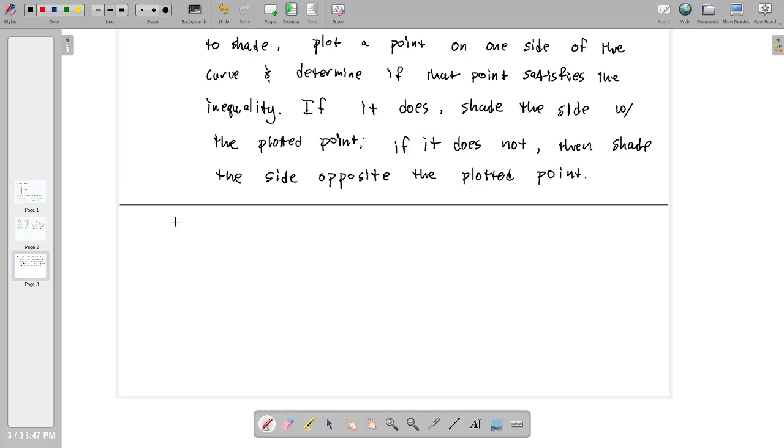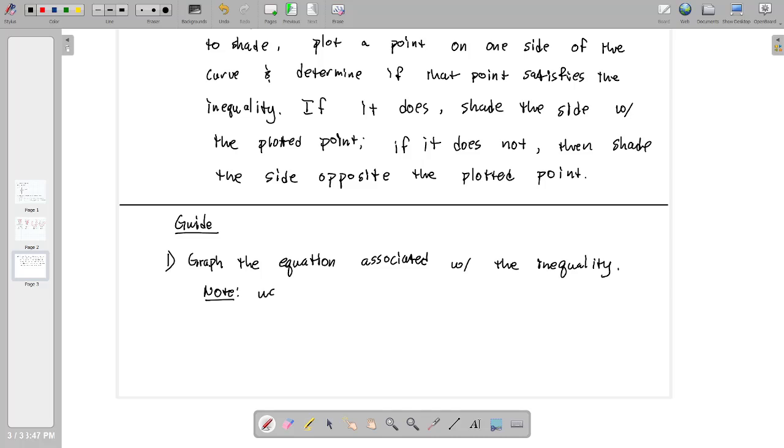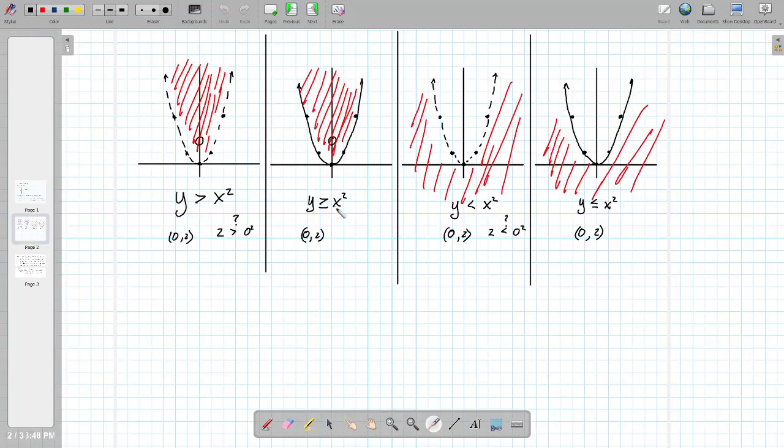I'm going to give you a guide on how to solve these types of problems when we're just trying to graph and find the solution set to an inequality. Step 1: graph the equation associated with the inequality. Note, use a dashed line for greater than or less than, and use a solid line for greater than or equal to or less than or equal to. This was always the first step that we did. We graph the curve that's associated with it.